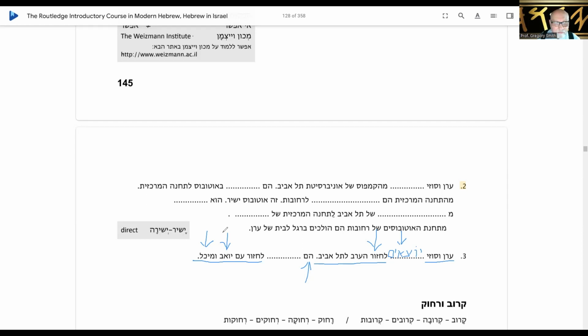Oh, Lehatzor. Okay, that's where we messed up. No, still wrong. Oh, it's a Zayin. Yeah, they go back with Yoav and Mikal. That sounds right. הם יוצאים לחזור עם יואב ומיכל. Okay, so I think this is Yotzim again, but I'll see if I got this right or wrong. Oh boy, that messed up, didn't it? Okay, Yotzim.